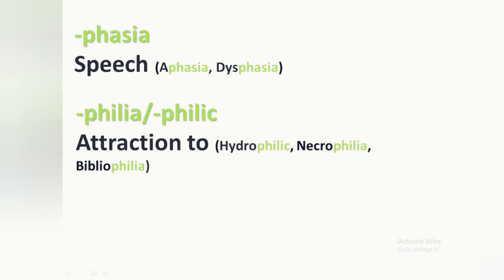Another is necrophilia. Necrophilia is one of the psychological conditions in which a person loves to have sex with dead bodies. And next is bibliophilia. Bibliophilia means the person who loves to read books.